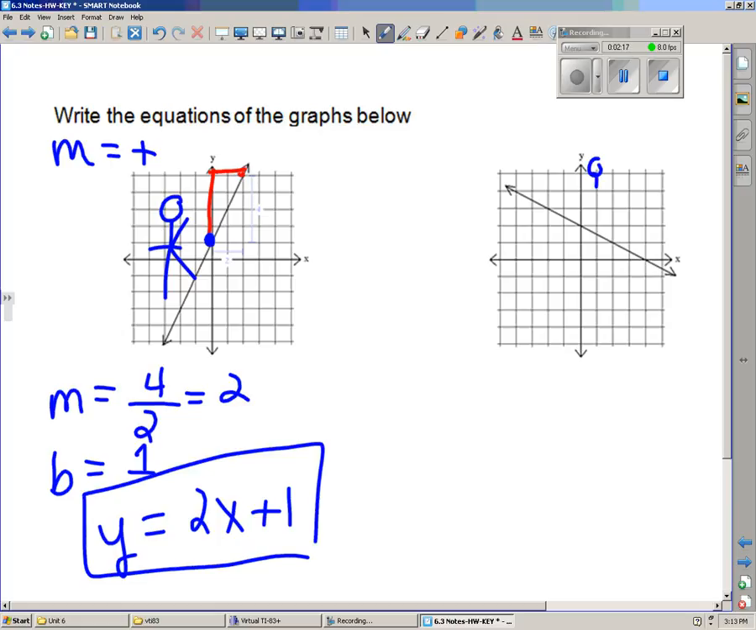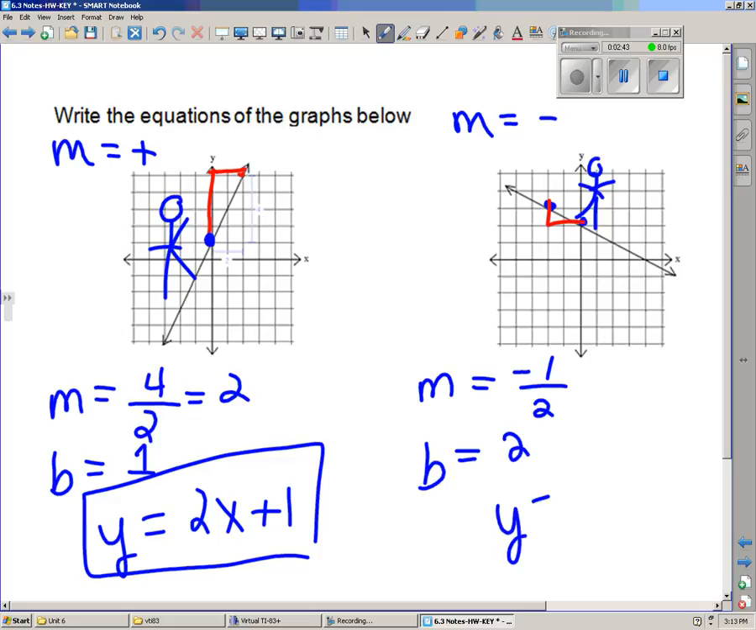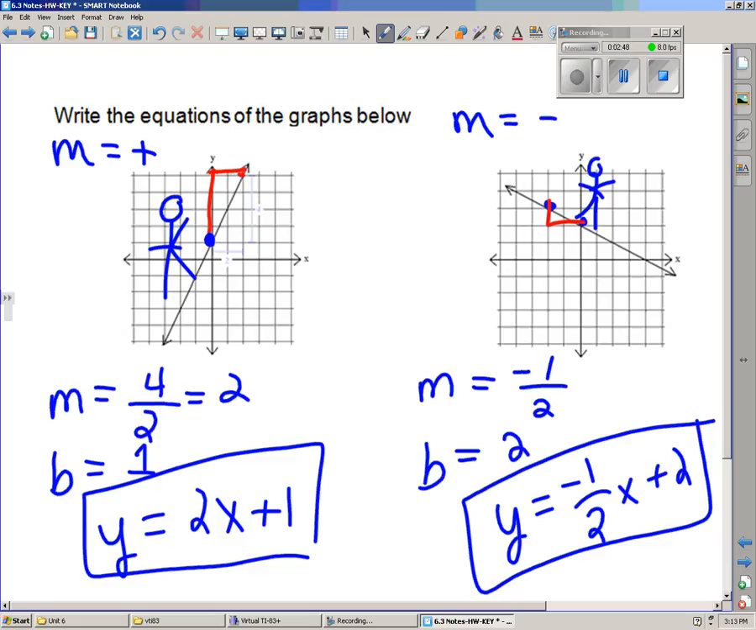Second graph, from left to right, I think of a person walking downhill. The slope in this case is negative. I've got to find 2 points on my graph and trace my path from one point to the next. Here's a definite point. Here's a definite point. Because I'm going down and to the right, my slope is negative, and I went down 1 to the right 2. The point where this line crosses the y-axis is 2. I'm back to the first page again, and it's really easy to write the equation of the line when you know the slope and the y-intercept.